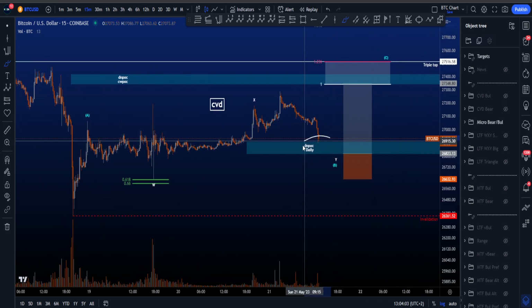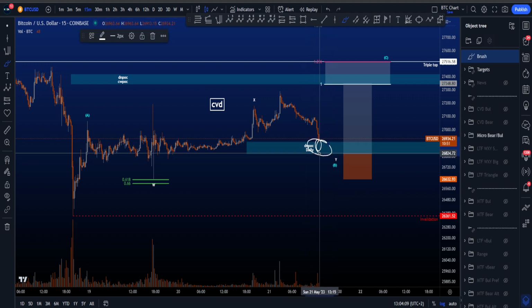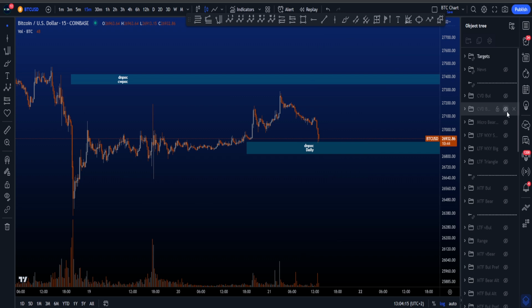So now we are at the support area and we have to wait and see what price is going to do in this area. Very, very interesting area indeed, for potentially then a move to the upside, depending on what we see, of course, in your plan as well.